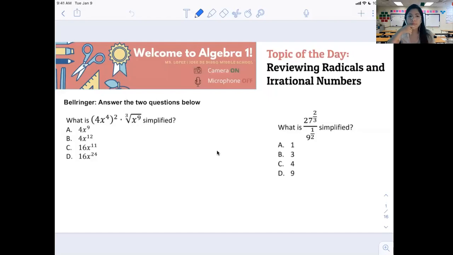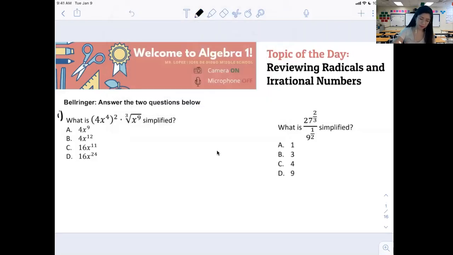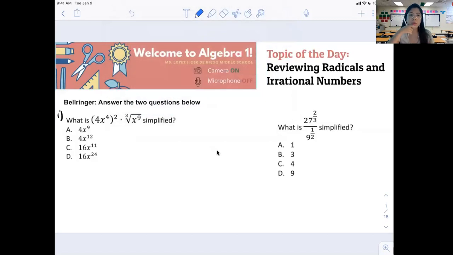Are we doing number 1 or number 2? Number 1. Oh, okay. So what is something that I can do? Remember what I just said, we want things to be exponents rather than radicals. What should I do first?